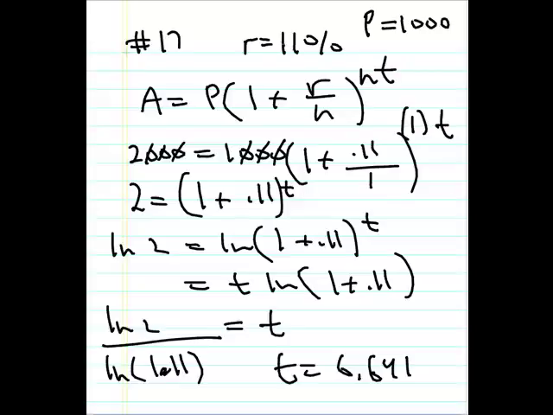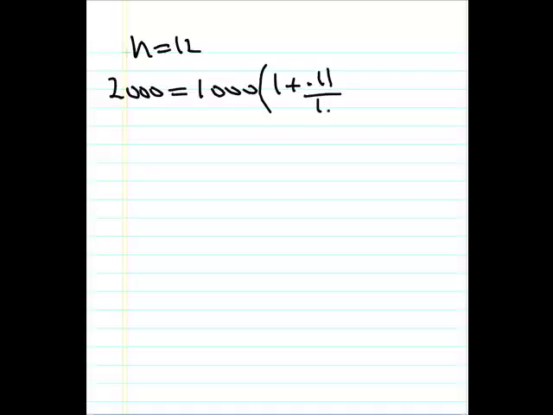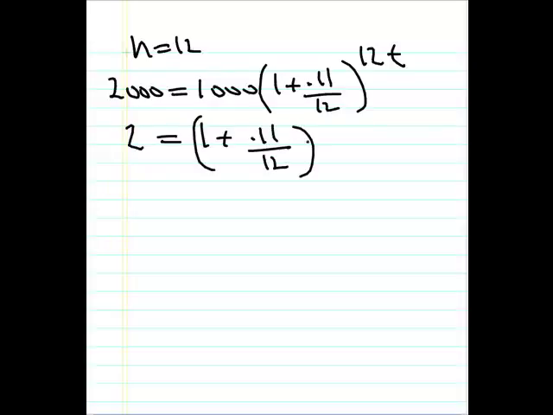Okay, for part B, most of this is the same. The interest rate is still the same. The only difference is that we're compounded monthly, so n is equal to 12. So our equation looks like 2,000 is equal to 1,000 times 1 plus 0.11 over 12 to the 12 times t. And we want to solve this equation for t. So we have 2 is equal to 1 plus 0.11 divided by 12 to the 12t.